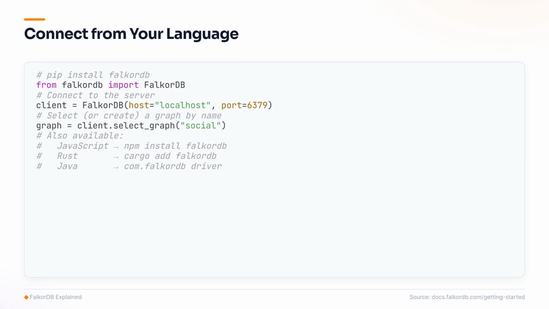Next, connect from your favorite language. In Python, you pip install falkordb, import the client, connect to localhost on port 6379, and select a graph by name. If the graph doesn't exist yet, it's created the moment you write to it. Official clients also exist for JavaScript, Rust, and Java, and they all follow the same simple pattern. Connect, select a graph, and start querying.